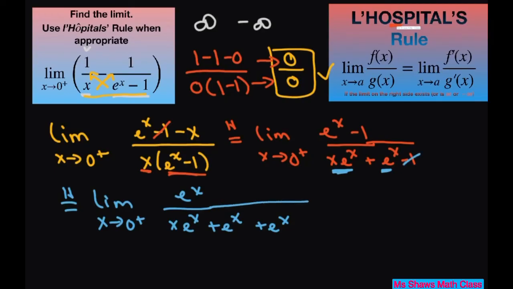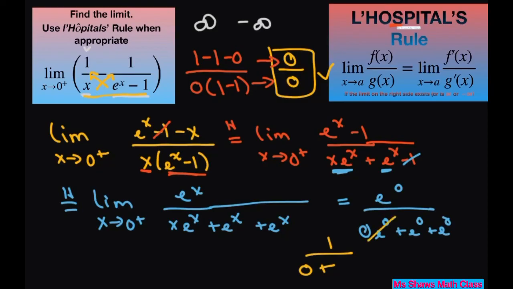All right. Now let's go ahead and plug in our 0. So we'll have e to the 0. And then we have 0 times e to the 0 plus e to the 0 plus e to the 0 power. Now, e to the 0 equals 1. So you're going to get 1 divided by 0 plus 1 plus 1. So your answer is going to be 1/2.